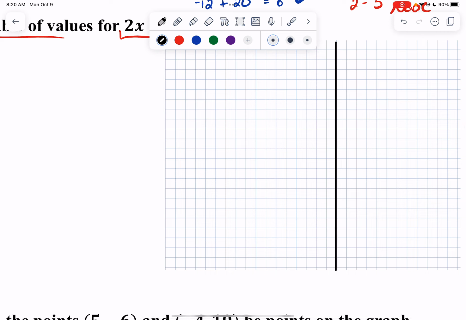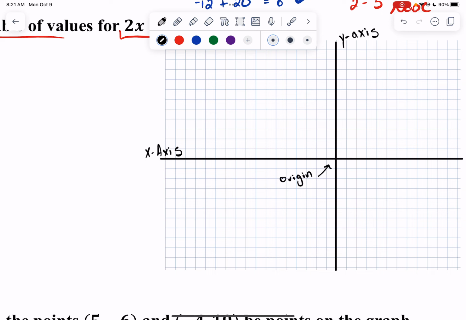Graphing. We have two axes. If you remember this, the horizontal is called the x-axis. The vertical is called the y-axis. The point here in the middle is called the origin, and that's the point (0, 0). Basically, it's two number lines that meet at this point (0, 0).